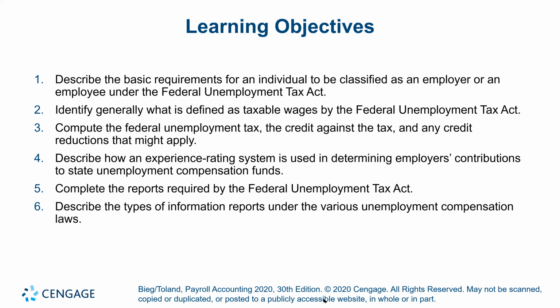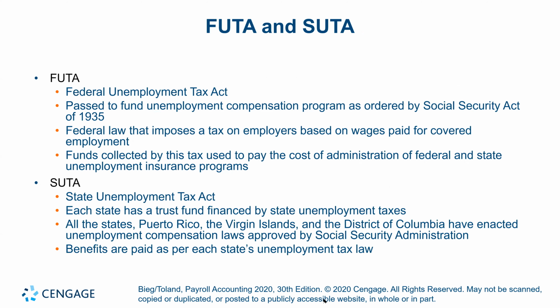Identify generally what is defined as taxable wages by the Federal Unemployment Tax Act, that's FUTA. Compute the federal unemployment tax, the credits against the tax, and any credit reductions that might apply. Describe how an experience rating system is used in determining employers' contributions to state unemployment compensation funds. Complete the reports required by the Federal Unemployment Tax Act. Describe the types of information reports under the various unemployment compensation laws. Those are some of the things we're going to be looking at in this chapter.